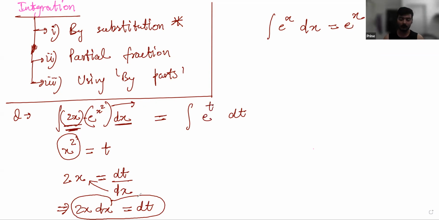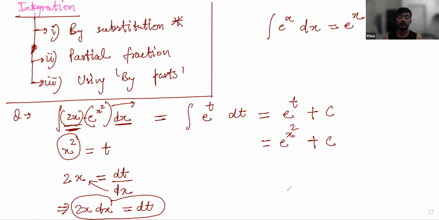So now the integration, which seemed impossible a moment ago, is very much within our range because we know the formula for e to the power t. Integration of e to the power t dt is e to the power t plus c. E to the power t, now substitute back. t is x square, so this would become e to the power x square plus c.